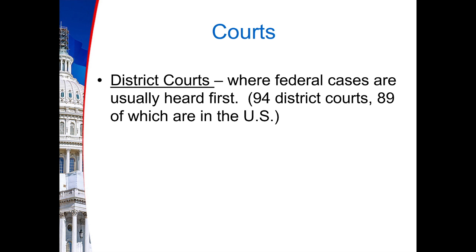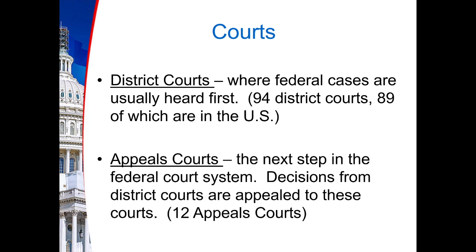Okay, so there are three levels to the constitutional courts. The first is the district courts. This is usually where federal cases are heard first. If someone wants to say that someone violated their constitutional rights, they would first go to district courts. There's approximately 94 in the U.S. The second level, whoever loses in the district court can appeal it to the appeals court. There are 12 of these, and each appeals court covers several different states.